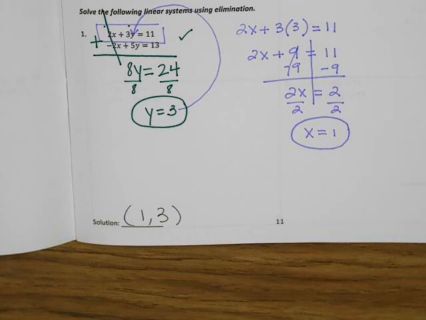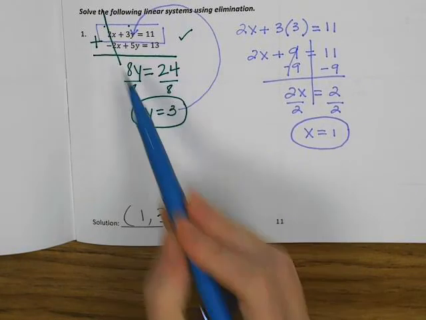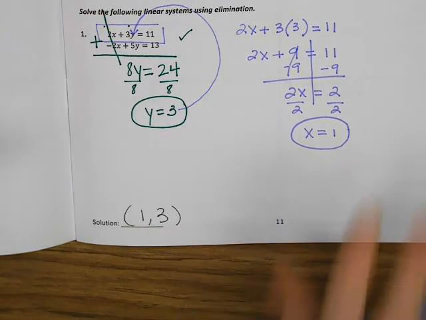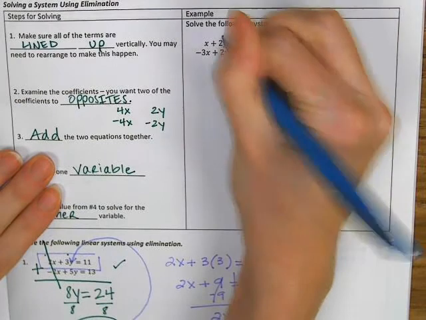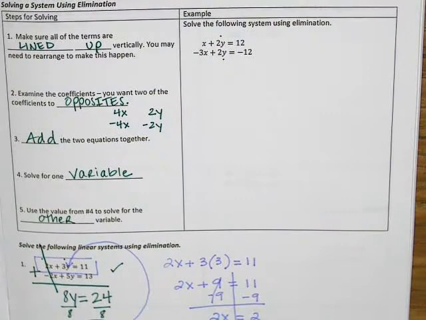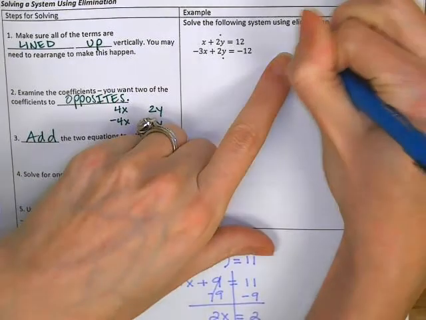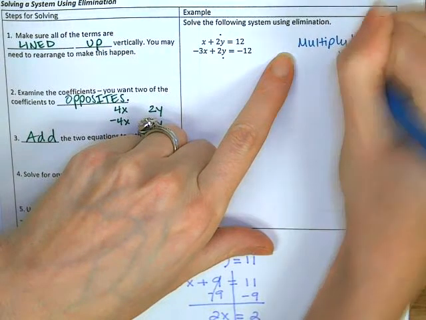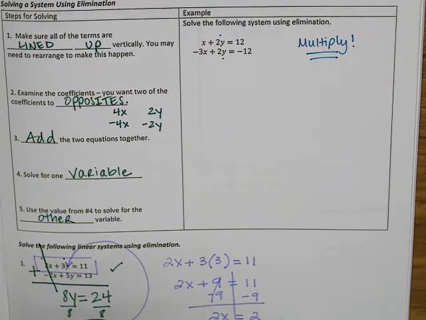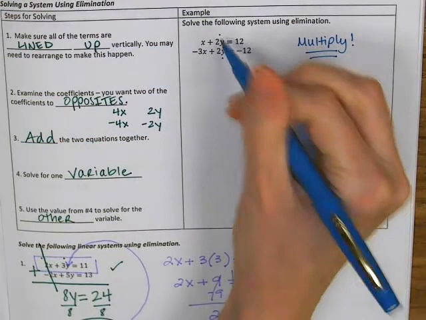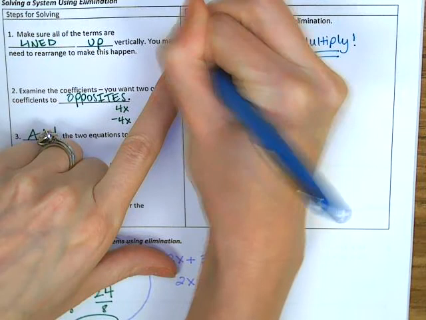So when they're opposites, it's really easy. You just add going down, solve for one, plug it into the other. Let's try one when they're not opposites. So let's go back up to this one now. You have 2y and 2y, but they're not opposites. They're both positive. So sometimes you have to multiply by something first in order to make them be opposites. Can anybody think of something you could multiply by to make them opposite? If it's 2 and 2, what if we multiplied one of them by negative 1?